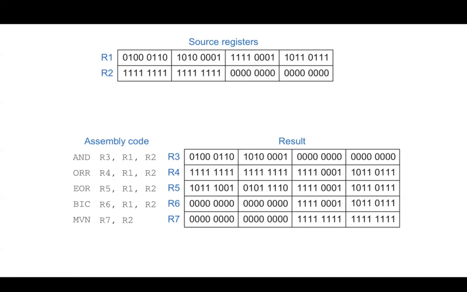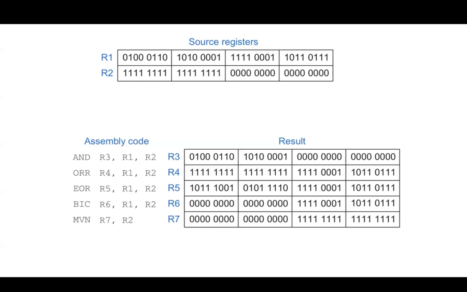The next instruction is BIC, which stands for bit clear. This instruction will mark the indexes in the destination register as 1, where only the index of the first source register takes value 1. The fifth instruction is MVN, which stands for move not.